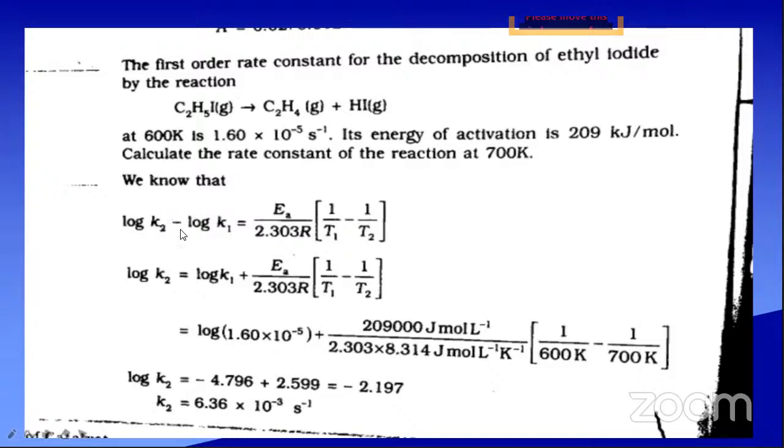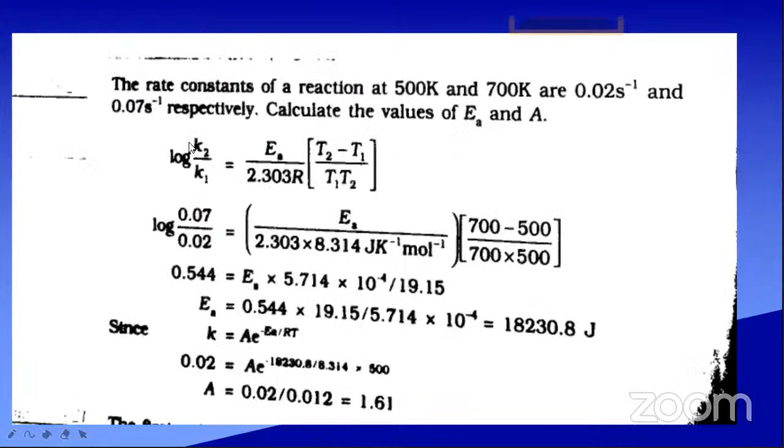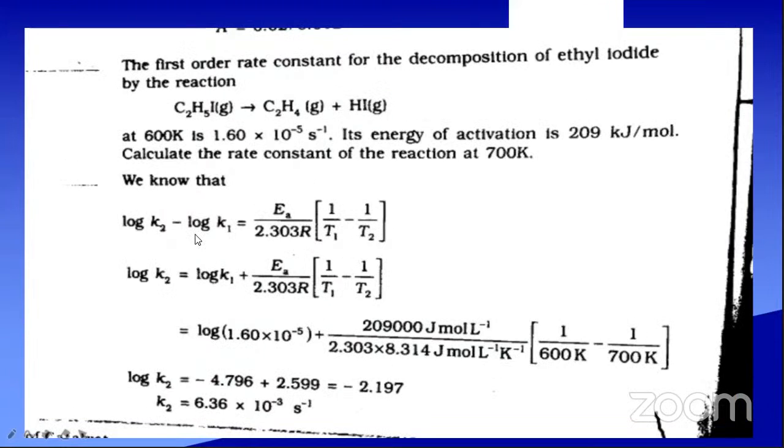So this equation, log K2 by K1, is there. So log K2 by K1 is log K2 minus log K1, equal to Ea by 2.303 R into 1 by T1 minus 1 by T2. Substituting all this, the T1 value, T2 value and K1 value. Ea is also given, activation energy is given. Based on all this, we can calculate the K2 value.